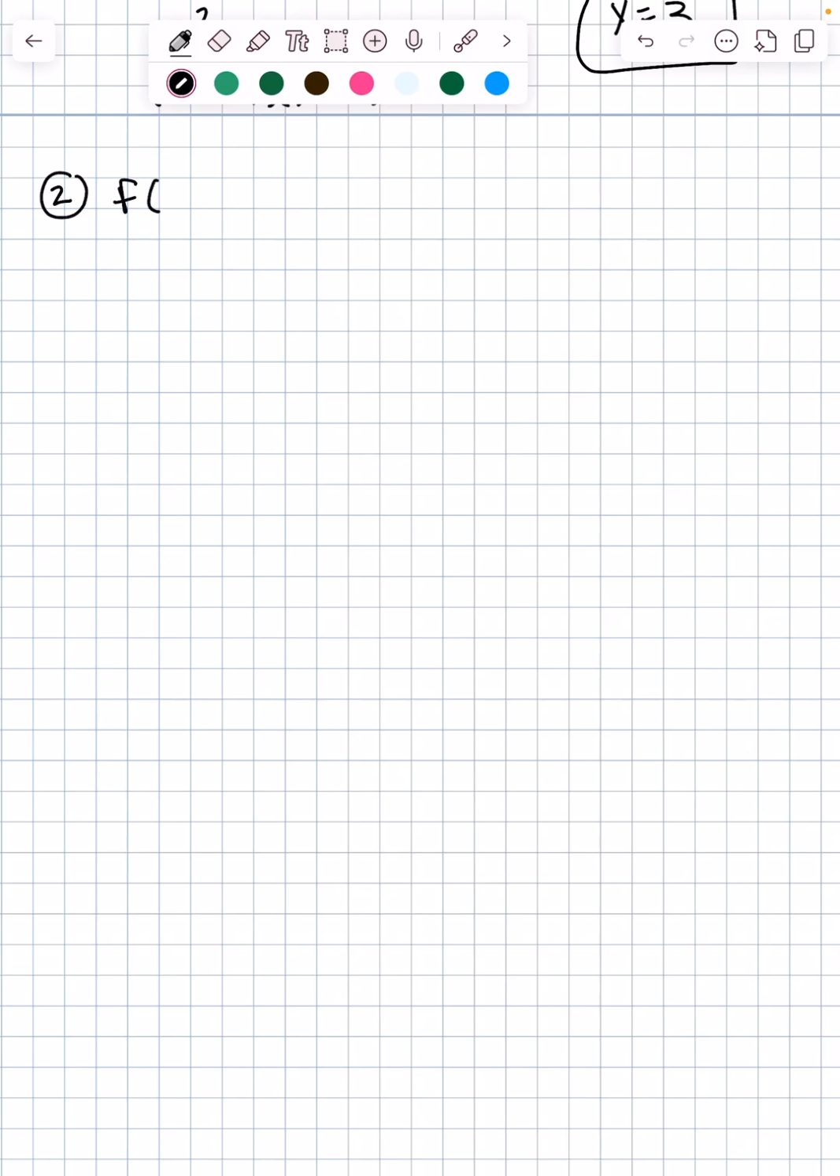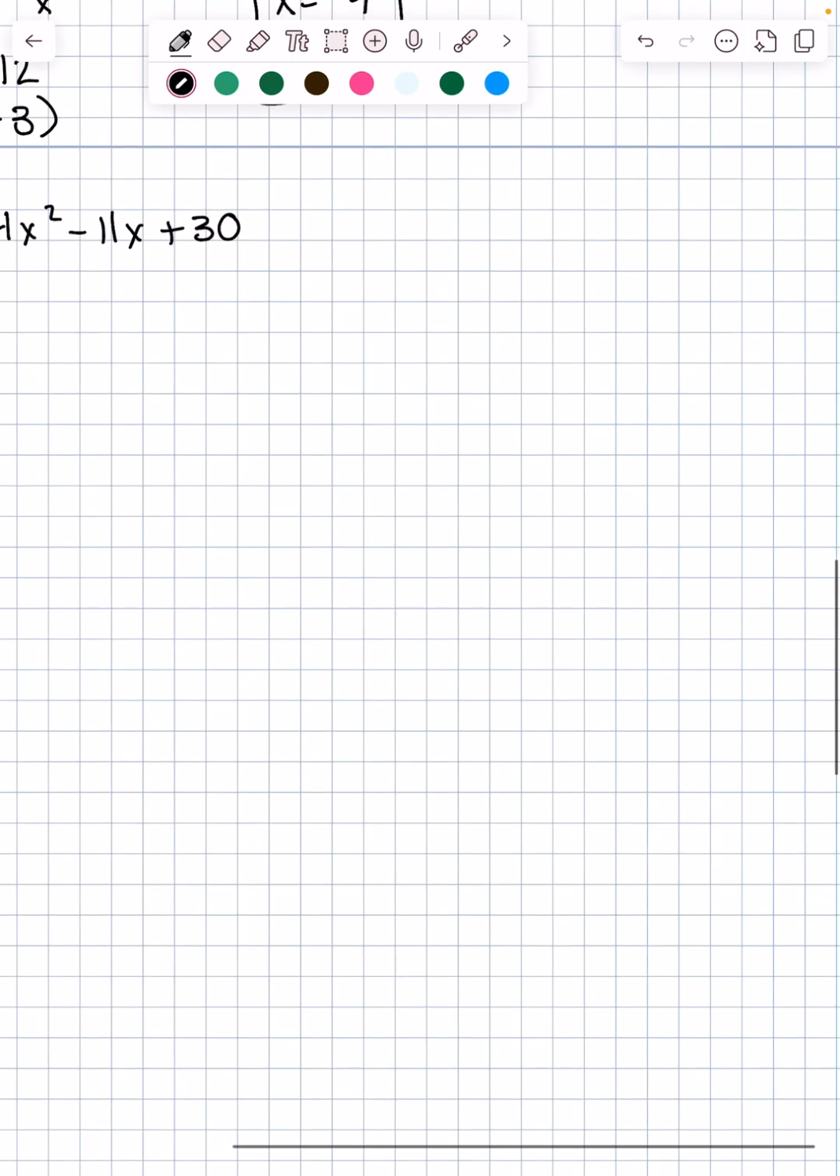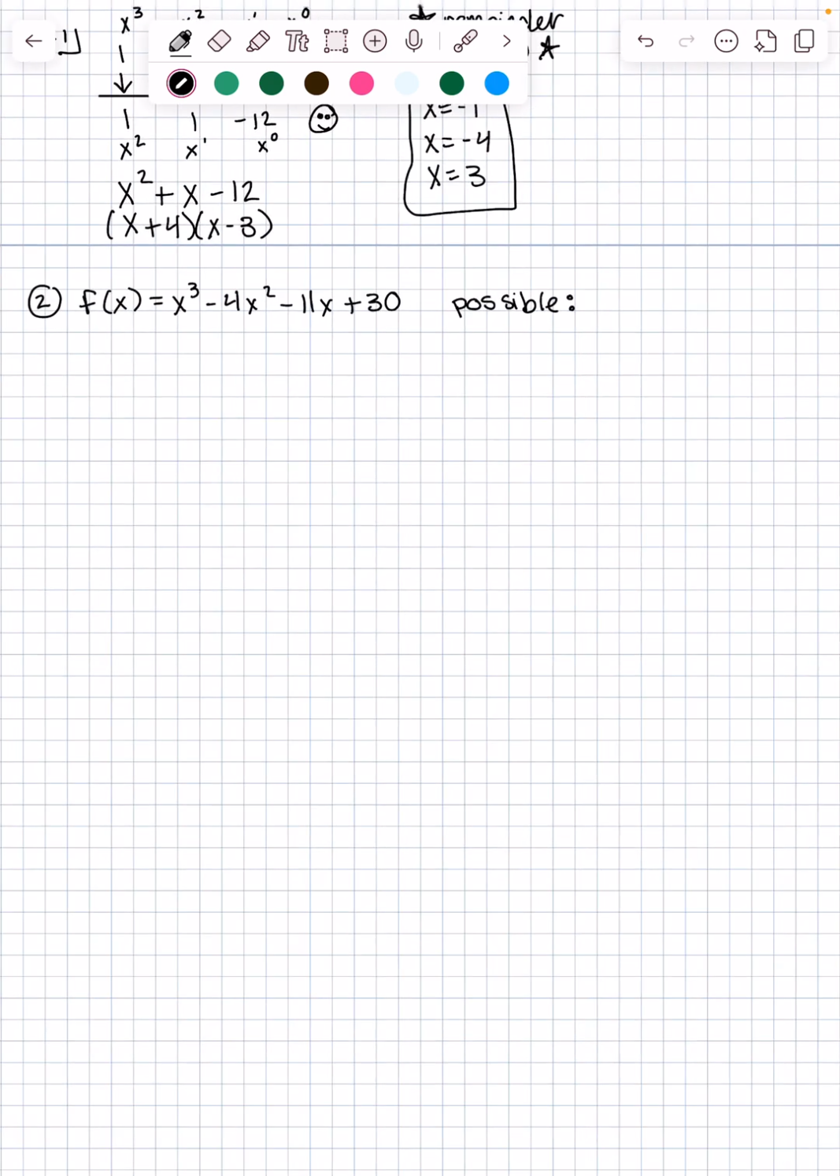Okay, let's say f of x is equal to x cubed minus 4x squared minus 11x plus 30. Okay, and I want to know what are the solutions to this polynomial. Okay, you can't factor this one, so this is where we have to find the possible zeros and use synthetic division. So first let's find the possible zeros. So remember, possible zeros are factors of our constant. So in this case, my constant is 30. So let's list out the possible zeros for 30.